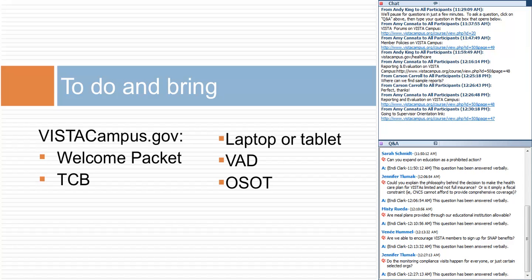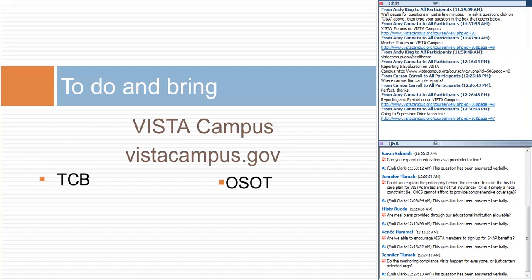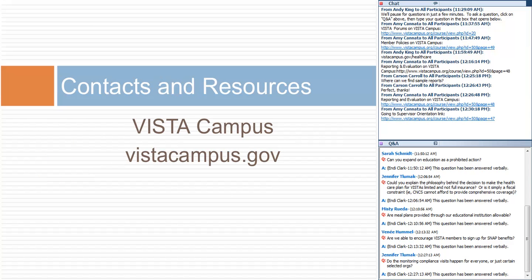And then, of course, we want to always point you to the VISTA campus and encourage you not only to look at the section for supervisors, but also the section for VISTA members, because the more familiar you are with what's there, the better you'll be able to direct your VISTA members to find those resources.